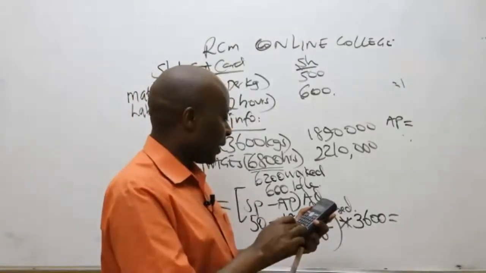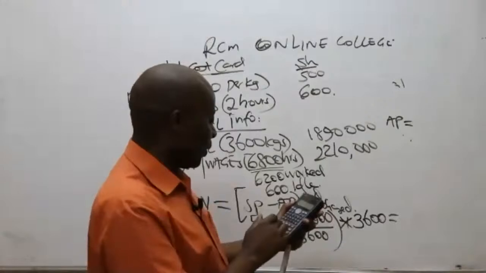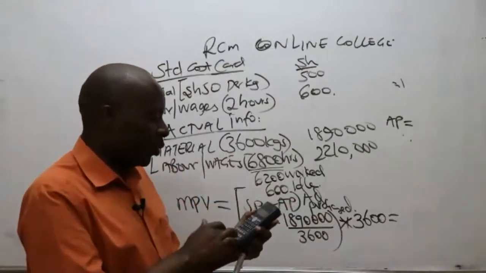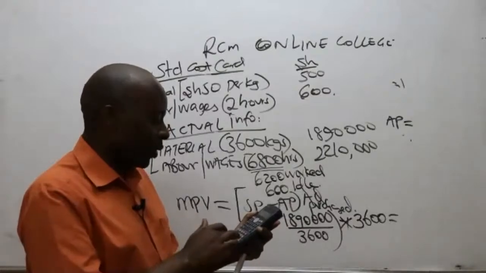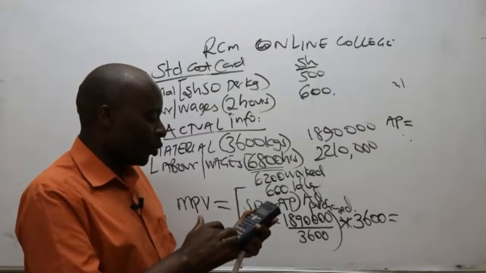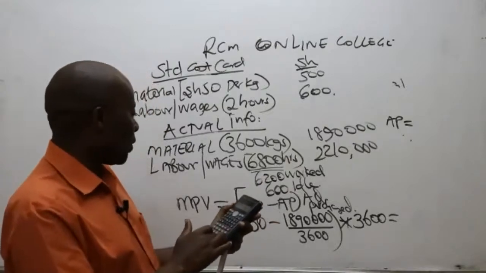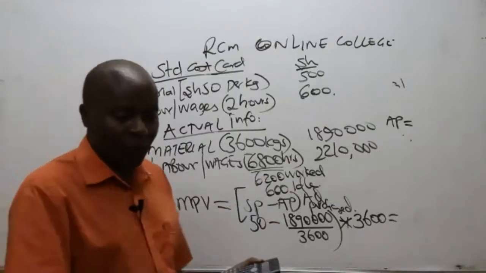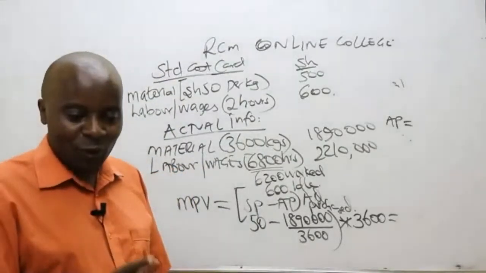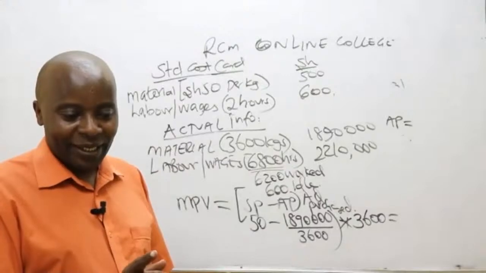No, we have to repeat this again. We are talking about 50 minus 1,890,000 divided by 3,600, times the actual quantity, which was 3,600. What figure were they getting? No, they have to repeat again. Is that answer correct, really?